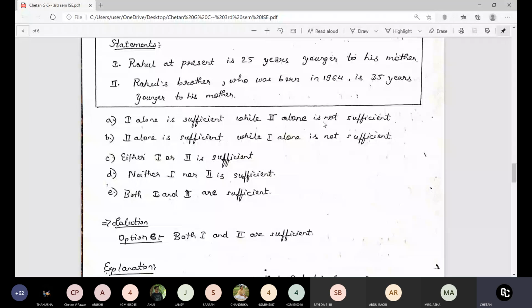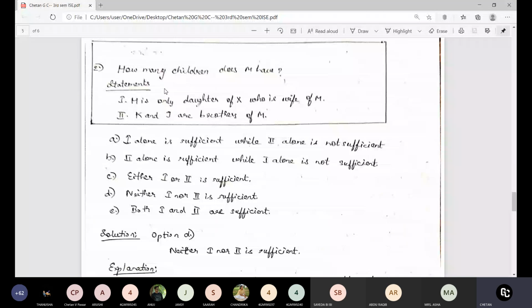So moving on to the second problem, that is, how many children does M have? The statements given here are: statement 1 says that H is the only daughter of X, who is the wife of M. Statement 2 says K and G are the brothers of M. Here M is a husband and X is a wife. They have a daughter called H.